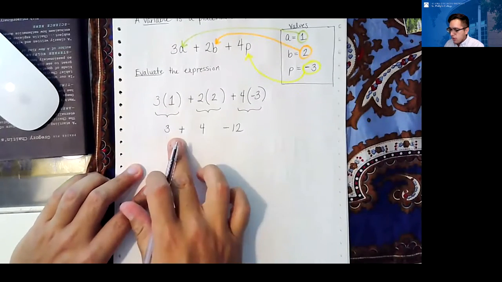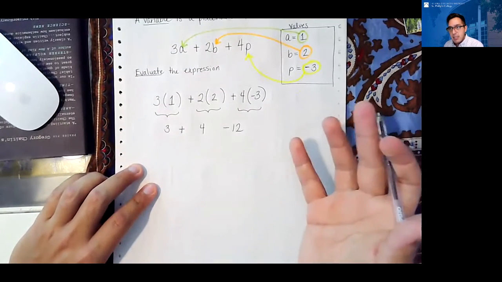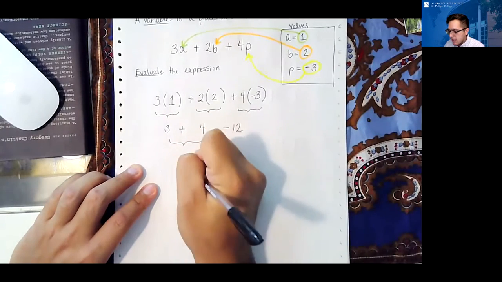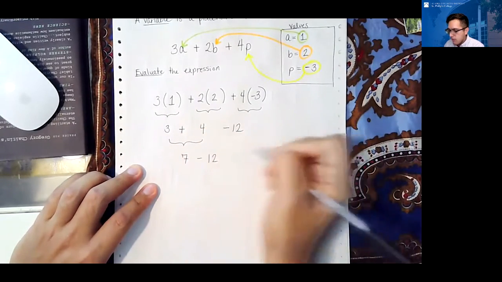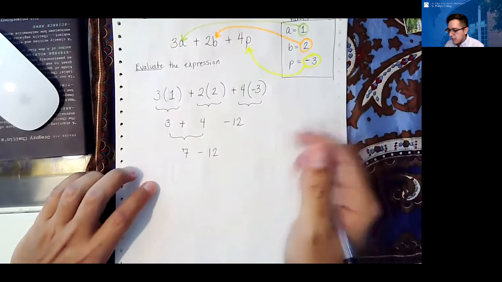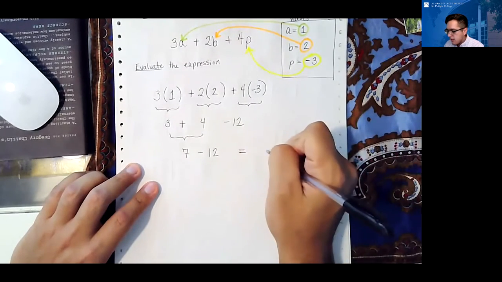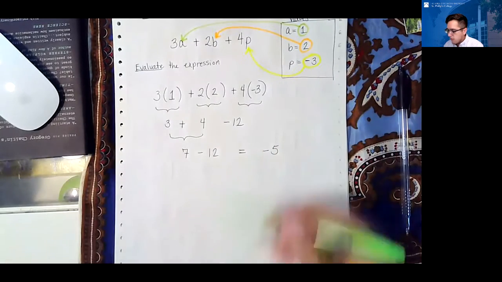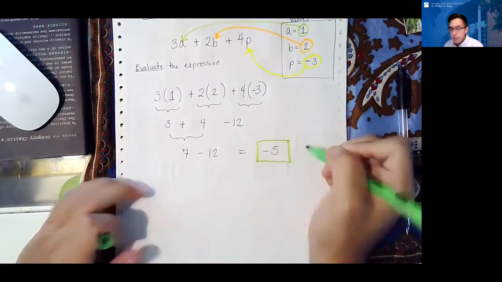Then we can just do our addition and subtraction left to right since they have the same priority in terms of our order of operations. So this is 7 minus 12. So 1 operation left. We can go ahead and do the subtraction, and we should get negative 5. Does anybody have any questions about that one?